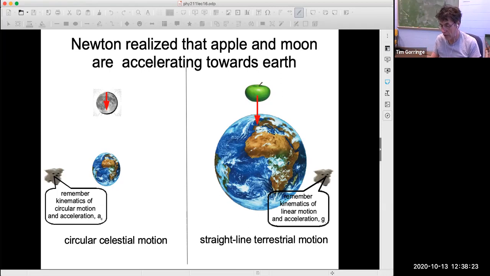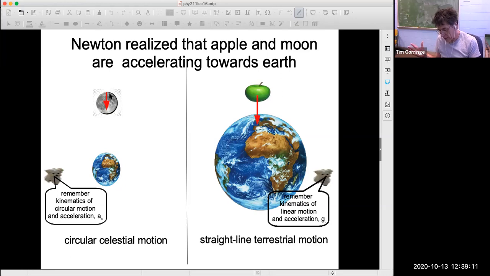Let's look over here on the right-hand side, where we've got the apple falling towards the Earth, and here's its straight line path towards the Earth. We understand now from the first few lectures of this class that this apple is accelerating downwards towards the very center of the Earth. And from the past few lectures, over here on the left, I've got the moon upstairs and the Earth downstairs. Whilst the moon is circling around the Earth, its centripetal acceleration, which is this little red arrow here, is also towards the center of the Earth, towards the center of the circular motion.